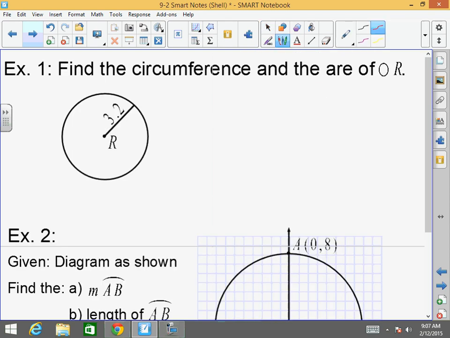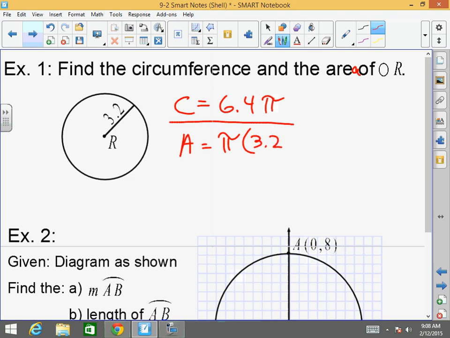Okay, so find the circumference here, and find the circumference and not the r, but the area. So circumference here, guys, will be 2 pi r, or in other words, diameter pi. So 6.4 pi. Done. If I tell you to find the actual value, multiply 6.4 times pi, which is 3.14. The area is pi r squared. So 3.2 squared times pi.